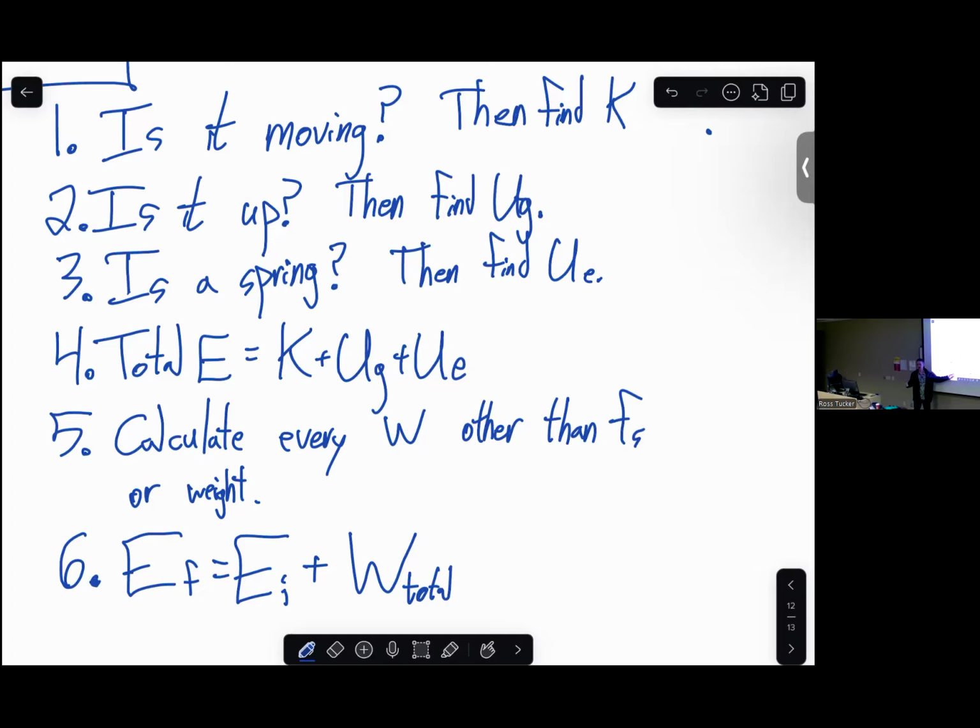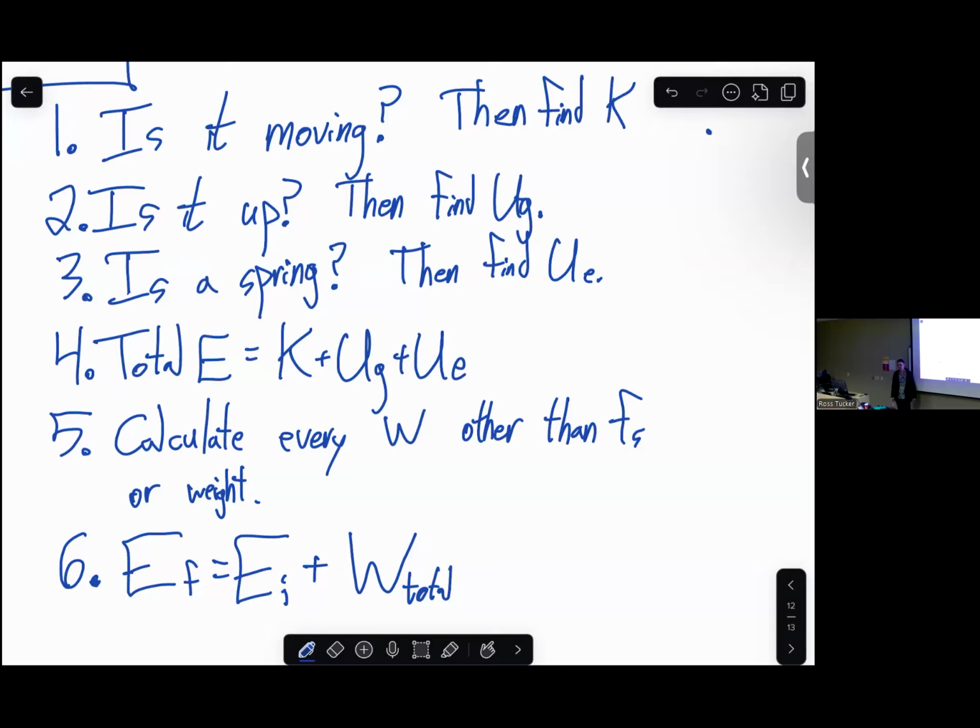If I start with $5 and somebody gives me $2 more, how much money have I got? $7. If I start with 5 joules of energy and stuff does 2 joules worth of work on me, I end up with 7 joules. Bing, bam, boom, that's it. Bada bing, bada boom.